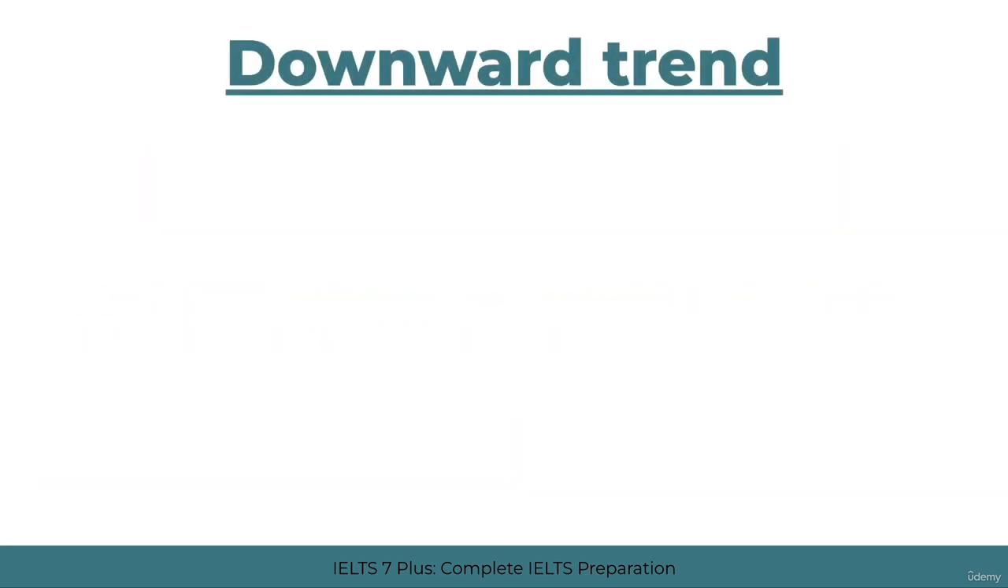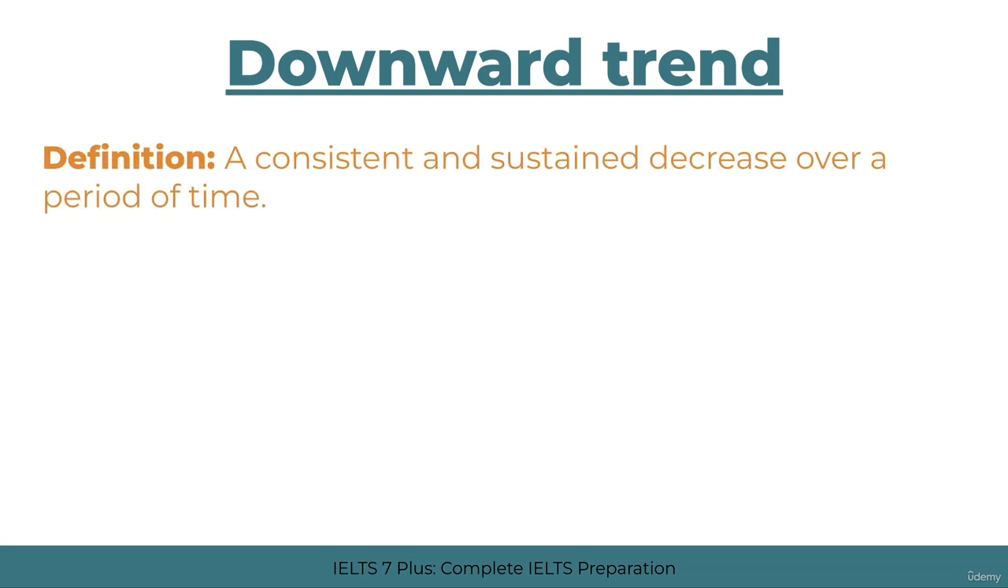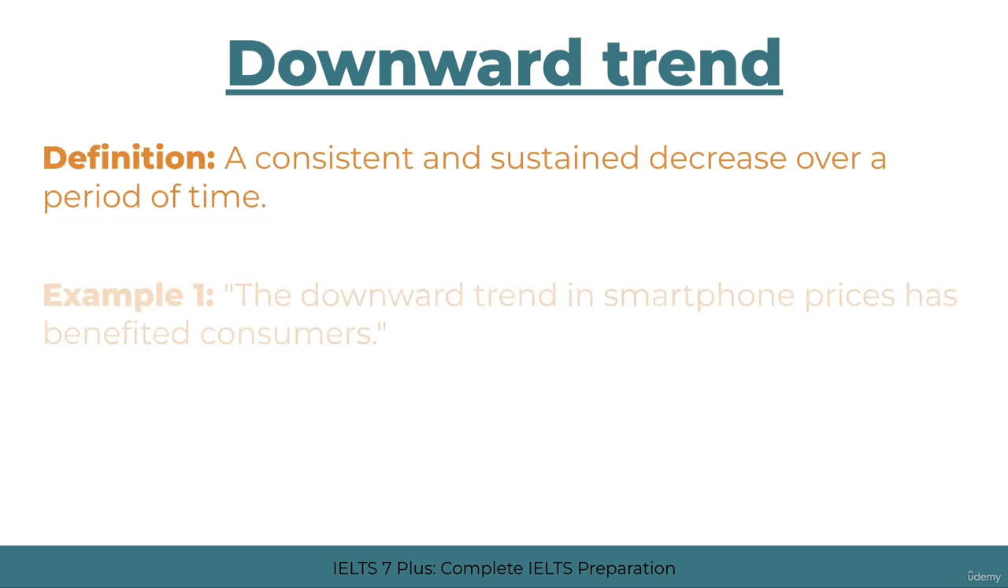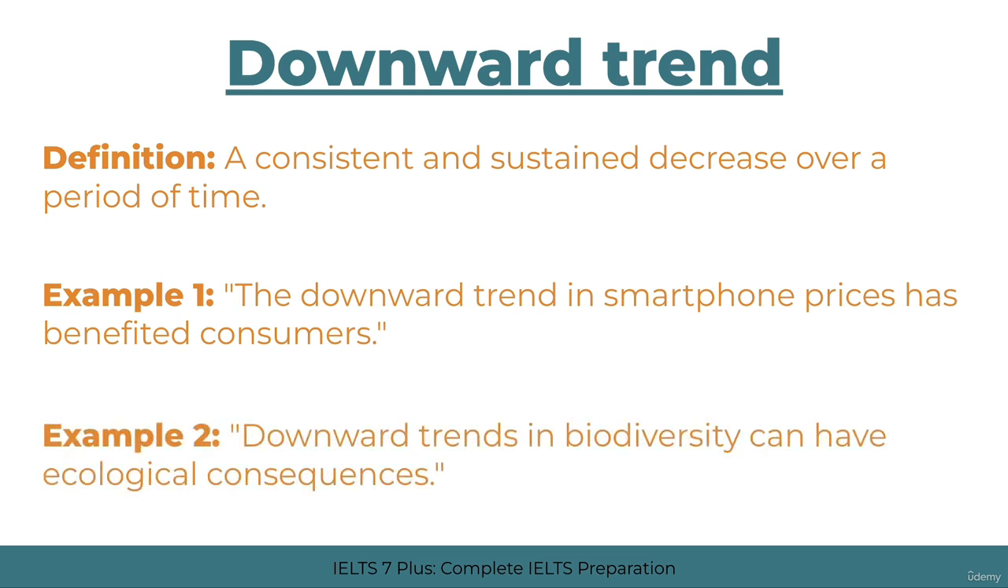Now, the opposite, downward trend. A consistent and sustained decrease over a period of time. The downward trend in smartphone prices has benefited consumers. Downward trends in biodiversity can have ecological consequences.